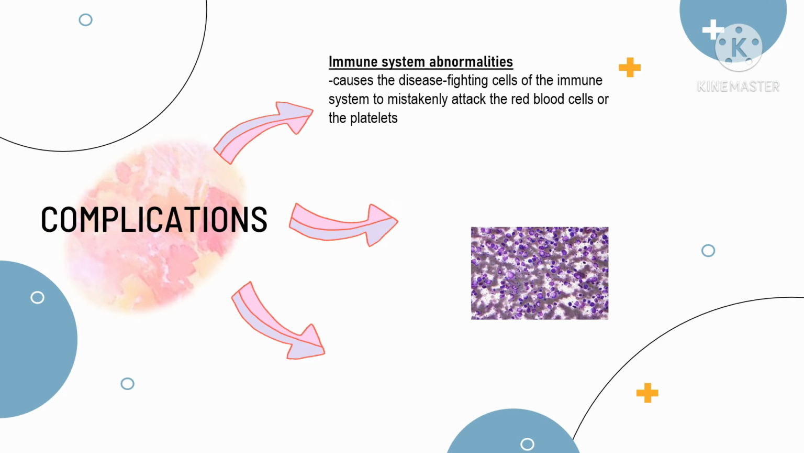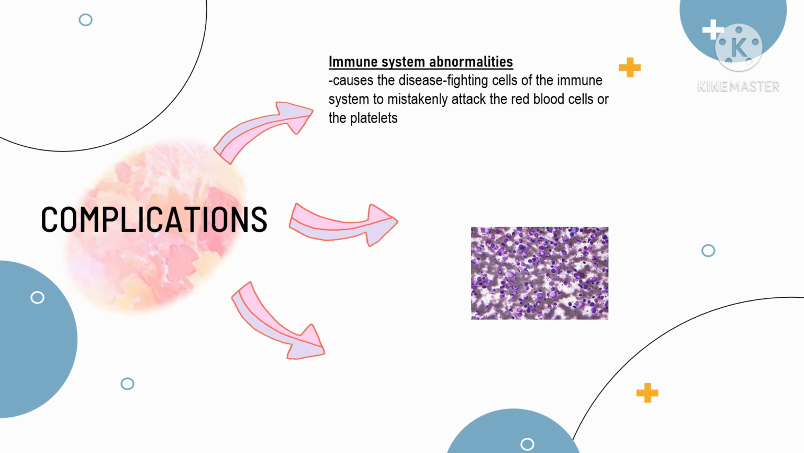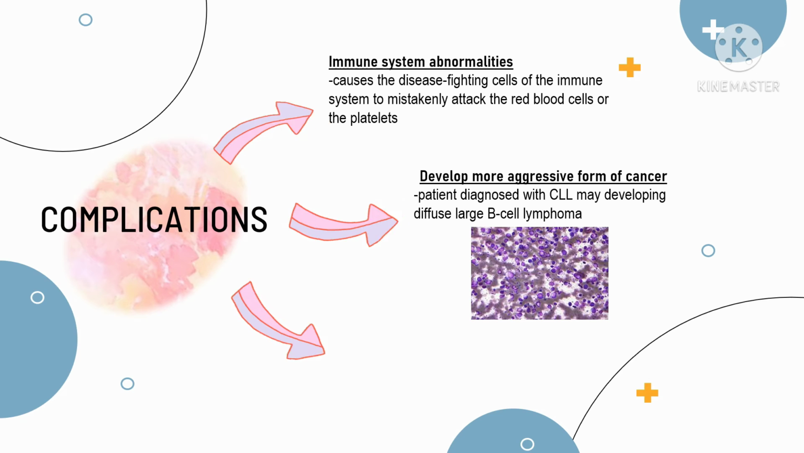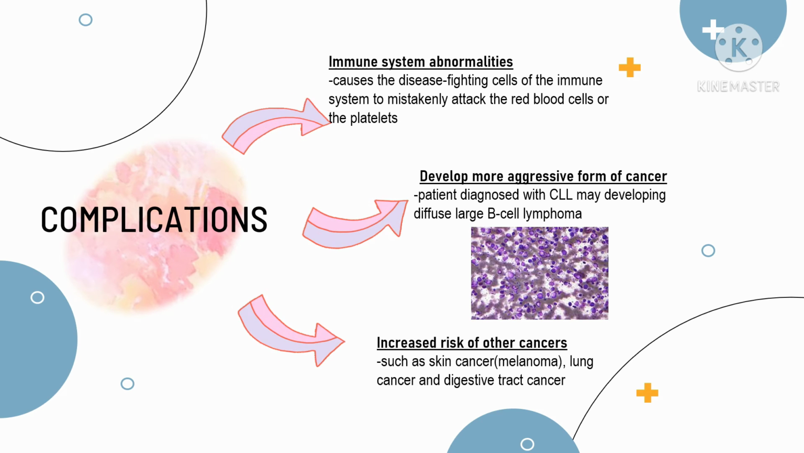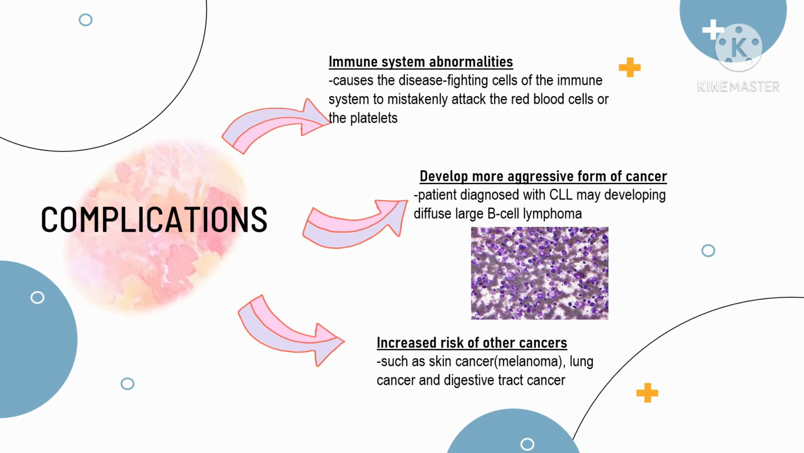Complications. Immune system abnormalities: CLL may cause the disease-fighting cells of the immune system to mistakenly attack the red blood cells or the platelets. Development of a more aggressive form of cancer: patients diagnosed with CLL may develop diffuse large B-cell lymphoma, which is a fast-growing lymphoma. Increased risk of other cancers such as skin cancer, lung cancer, and digestive tract cancer as their immune system is weakened.